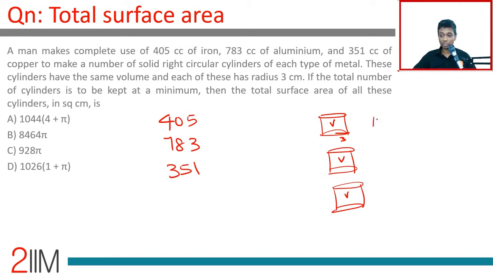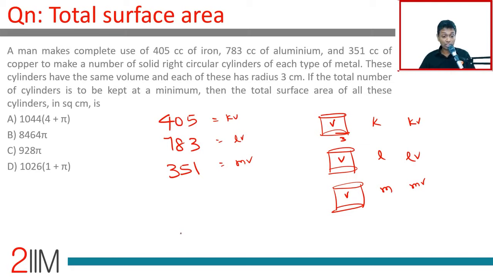Let's say there are K of these, L of these, and M of these. Total volume of all iron cylinders put together would be Kv. This would be Lv. This would be Mv. Or this is equal to K into V, equal to L into V, equal to M into V. Or V, the volume of each cylinder, is a factor of 405, 783 and 351.